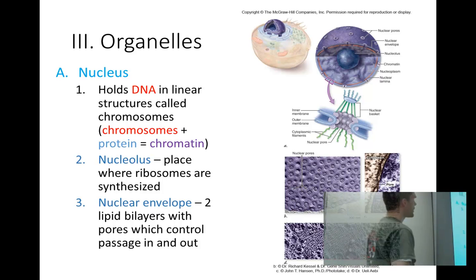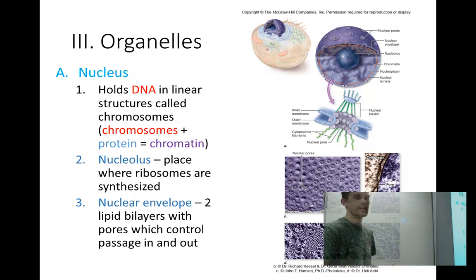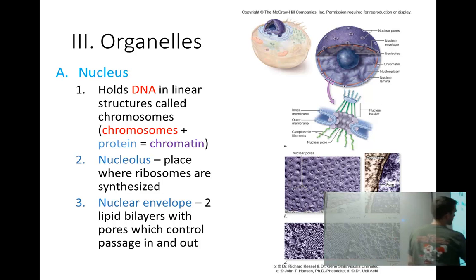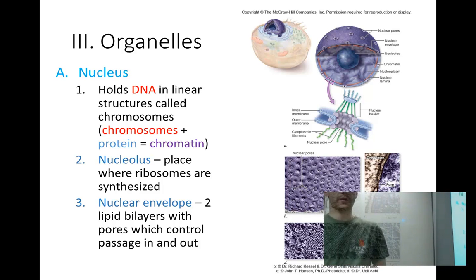The nuclear envelope has 2 lipid bilayers. Okay, so that's like 4 layers. And it has pores which control what substances go in and out. You can see them here. Those little dots there are the nuclear pores. Here's a drawing of an individual pore. It controls what's going in and what's going out.